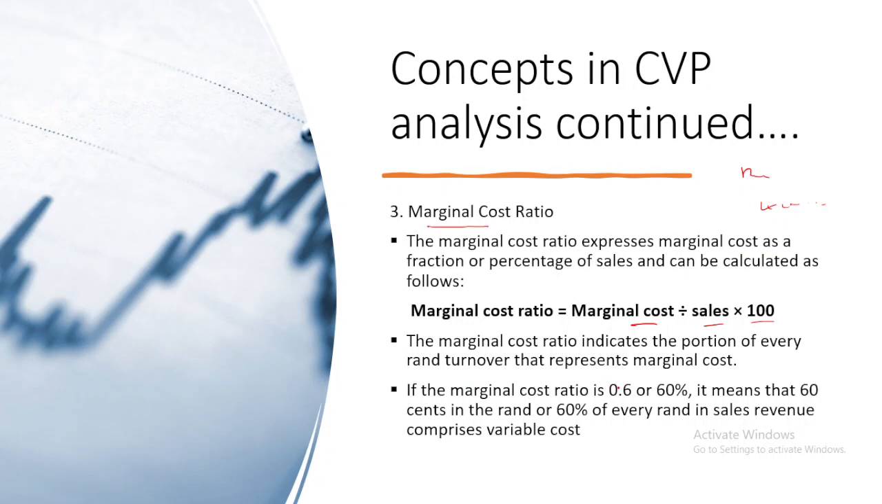Here it says that if the marginal cost ratio is 0.6 or 60%, it means that 60% of every rand in sales revenue comprises variable cost. So this is the contribution towards the total revenue, to say that from all the revenue that we generated, 60% of that revenue is made up of the cost that we actually incurred trying to generate that revenue. So it is the contribution. That's why we refer to it as marginal contribution. How much did our cost contribute towards the total revenue that we are generating? So the marginal cost will actually be 60%.